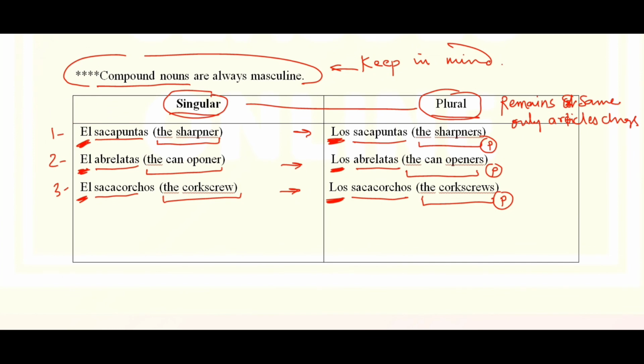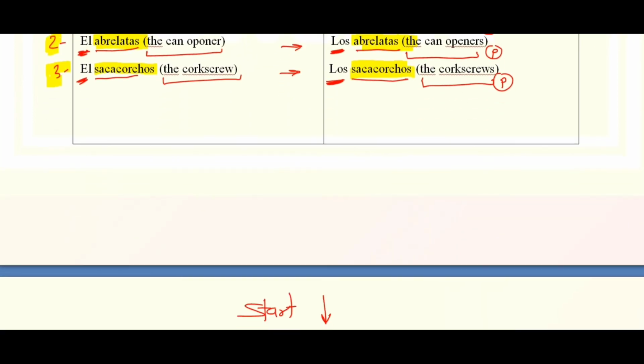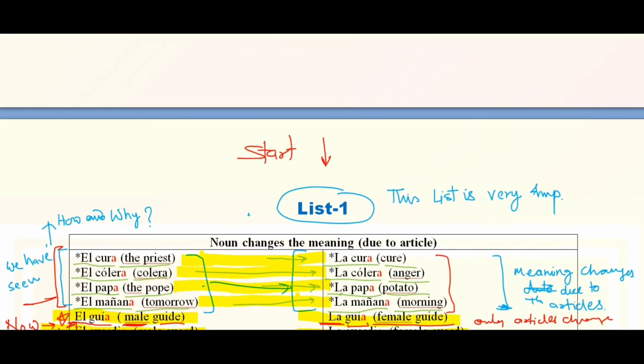Here in compound nouns, el sacapuntas, los sacapuntas, el abrelatas, los abrelatas, el sacacorchos, los sacacorchos. List 1.